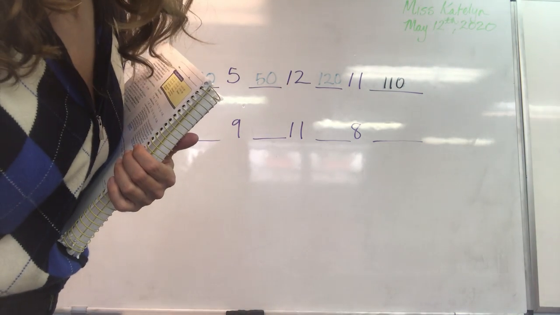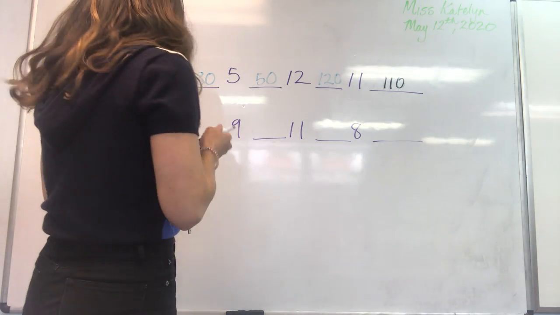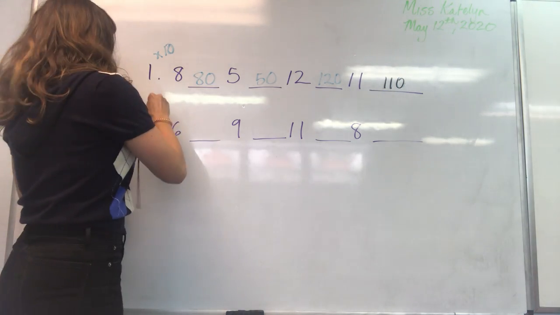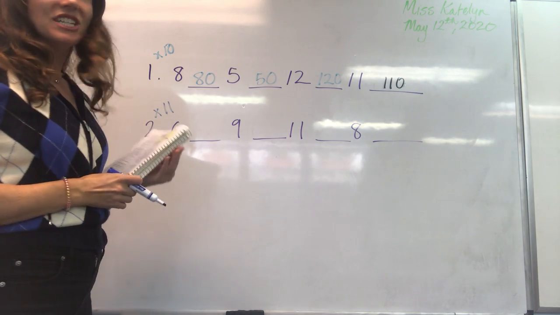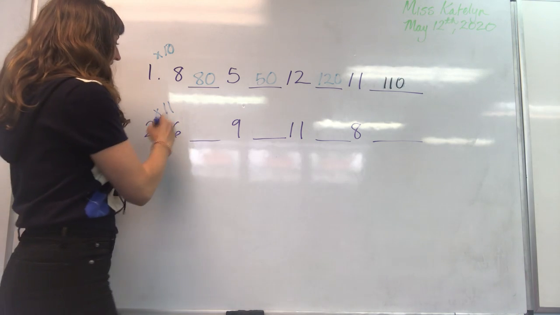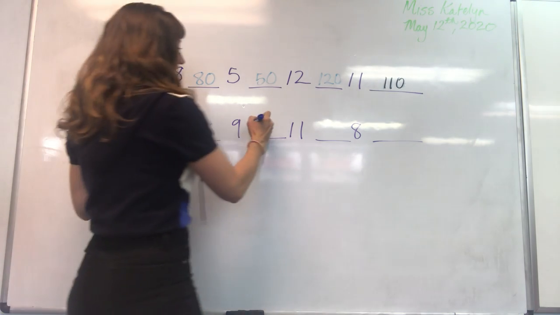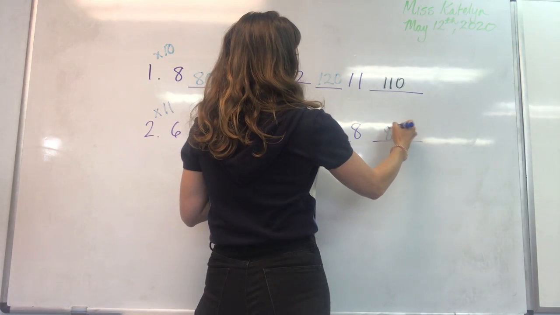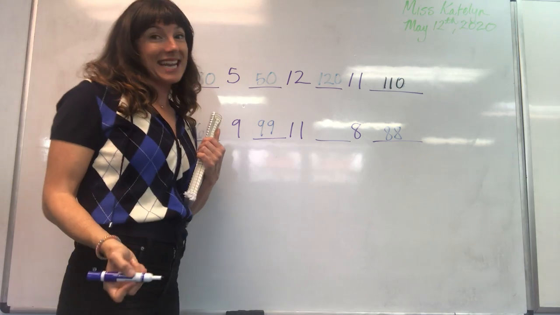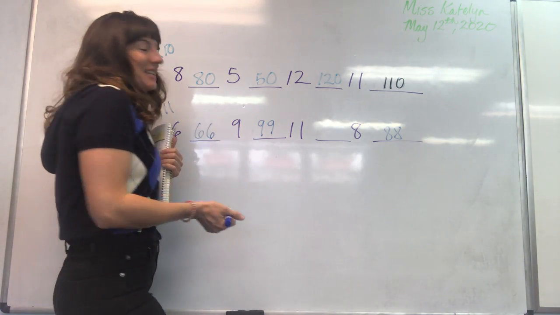I want another color because I just want to use them up like the way that we used to do in school. All right, when you multiply times 11 on a single digit, you double the digit. 6 times 11 is 6 and 6. 9 times 11 is 9 and 9. Let's skip over to 8. 8 times 11 is 88. And now we're going to split the double digit, add them together to get the number in the middle.